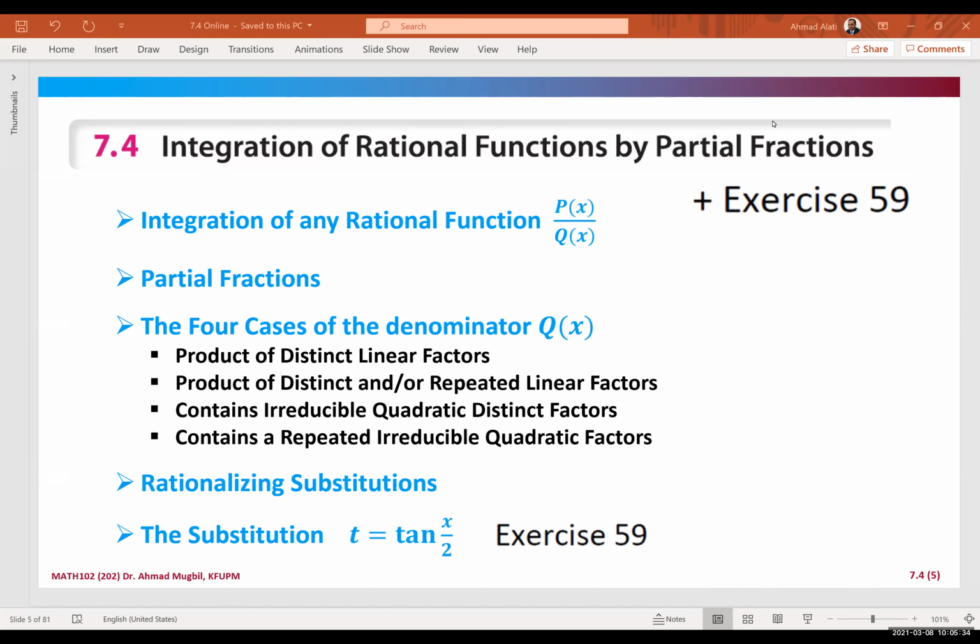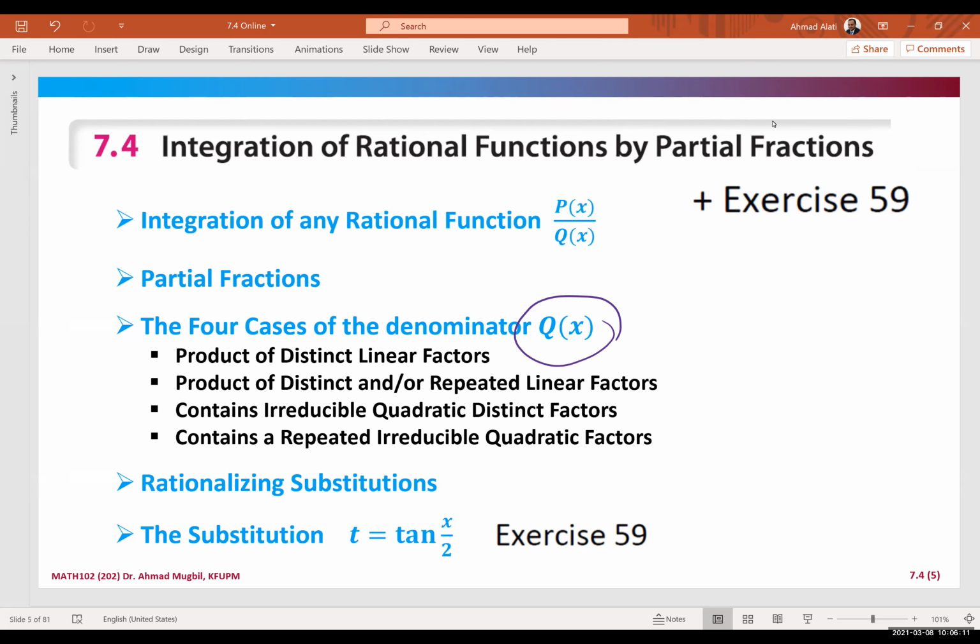Also, we will classify the denominator of the rational function. By the denominator here, we mean the polynomial q of x. We will classify the partial fractions into 4 cases. In the first case, the denominator is a product of distinct linear factors. Then we have distinct or repeated linear factors. The third case is irreducible quadratic distinct factors, and in the fourth case, some of them are repeated.